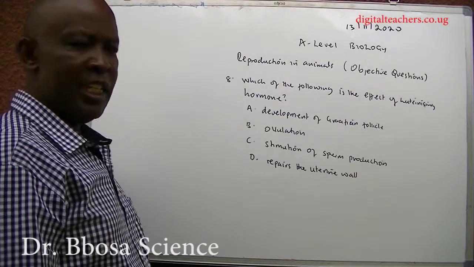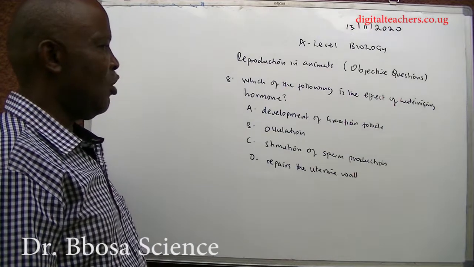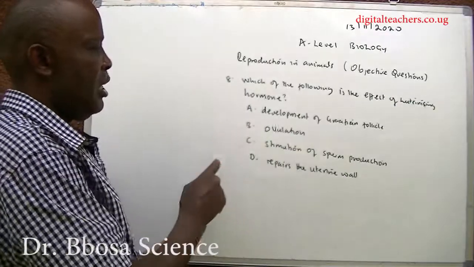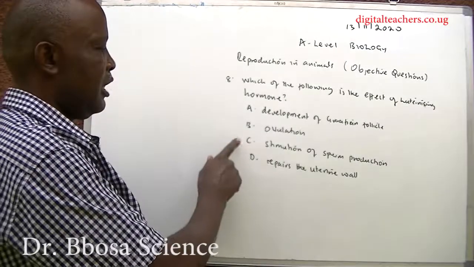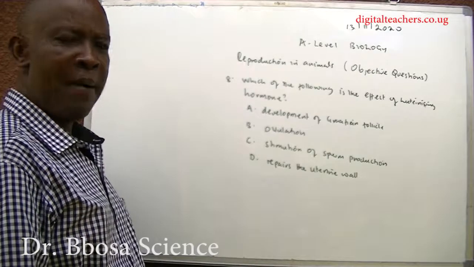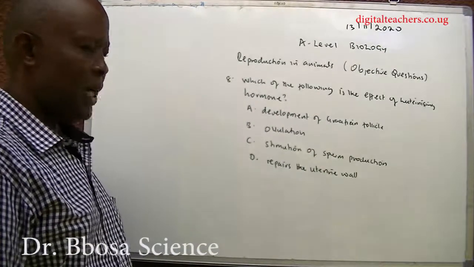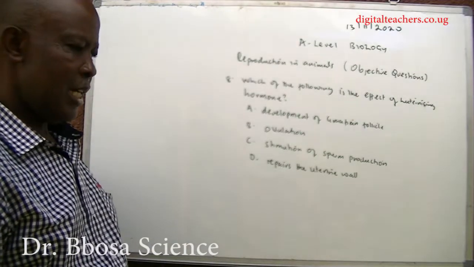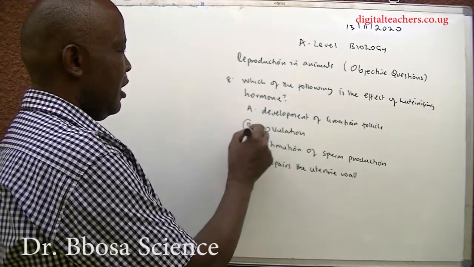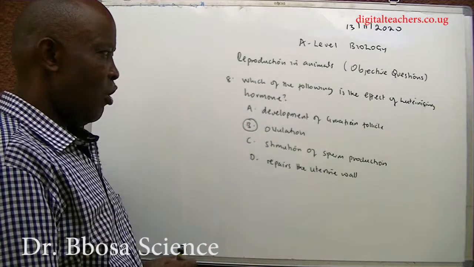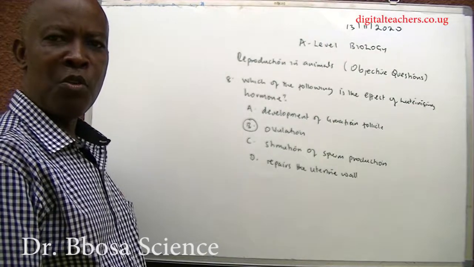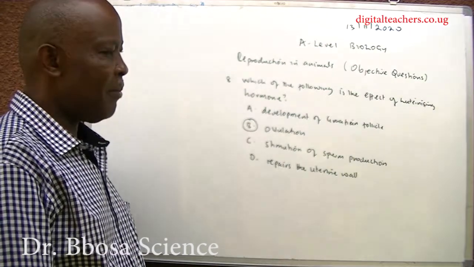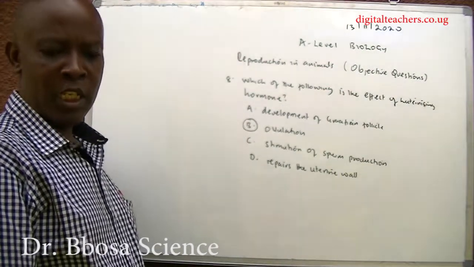Number 8. Which of the following is the effect of luteinizing hormone? A. Development of Graafian follicle. B. Ovulation. C. Stimulation of sperm production. D. Repairs uterine wall. You can pause and answer. The answer is B. Luteinizing hormone brings about ovulation and the development of corpus luteum to produce progesterone.